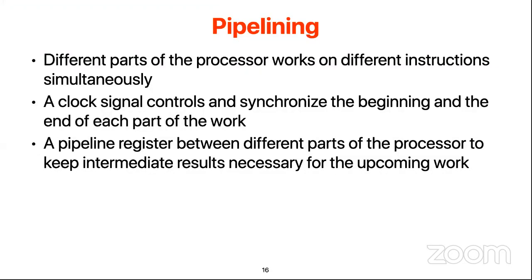So the basic idea of pipelining is that, instead of having all components within a processor serve just one instruction, we have different parts of the processor working on different instructions simultaneously. And the clock signal controls and synchronizes the beginning and the end of each part of the work. And a pipeline register between different parts of the processor will keep intermediate results necessary for the upcoming work. So that's why I'm saying this has some analogy to Subway.